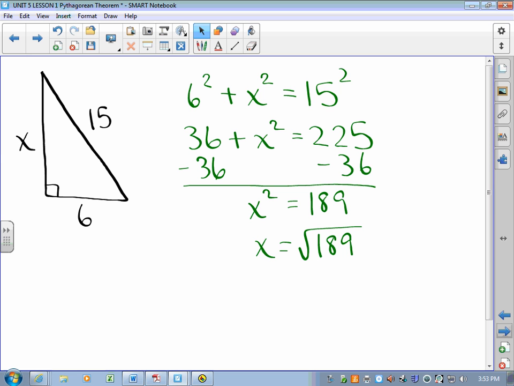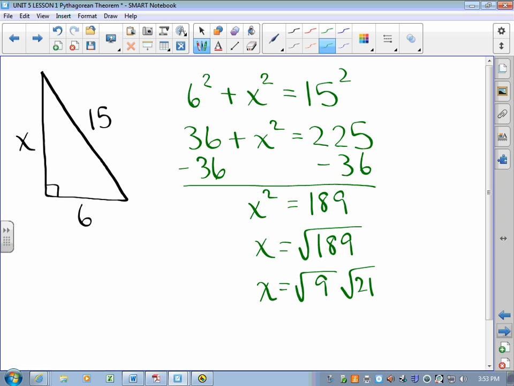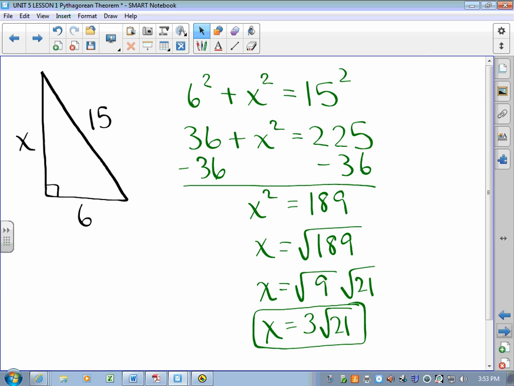And I think to myself, are there perfect squares that go in a 189? And I'm pretty sure 9 goes in. So I could write this as square root of 9, square root of 21. And so I've got 3 radical 21.